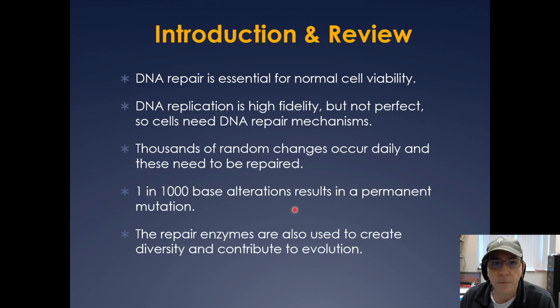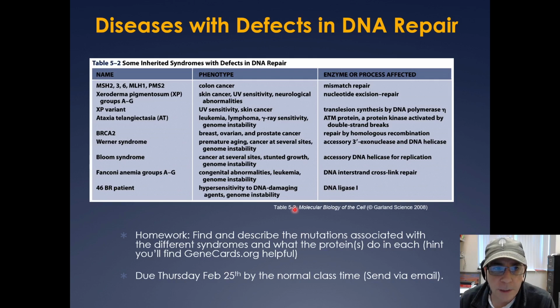And the repair enzymes, interestingly, are also used to create diversity and contribute to evolution, as we'll see later on in today's lecture. So here's some inherited syndromes that have defects in DNA repair. Here's what they're called: Bloom syndrome, Werner syndrome, ataxia telangiectasia. Here's a whole bunch of them. Here's the actual resulting phenotype, and here's the processes that they're involved in.